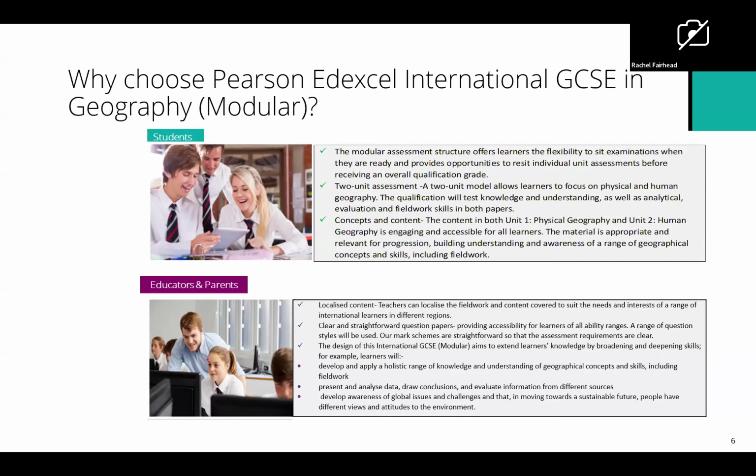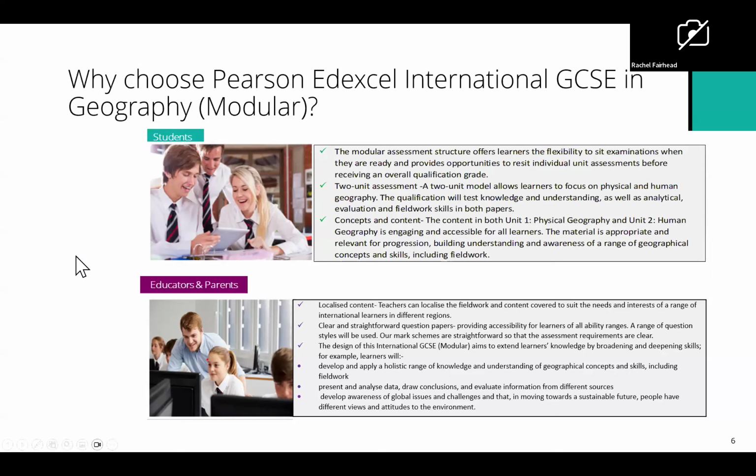From an educator's point of view, as teachers, you can localize your fieldwork and content, and it suits the range of international learners in different regions. So if you're studying in Germany, for example, the local context is not going to be the same as if you're studying in Italy or Bangladesh or Pakistan or Dubai or wherever.